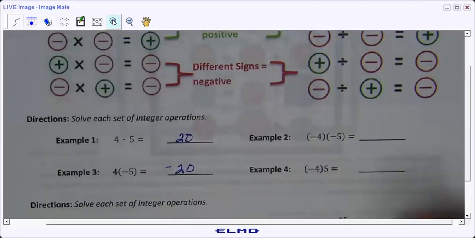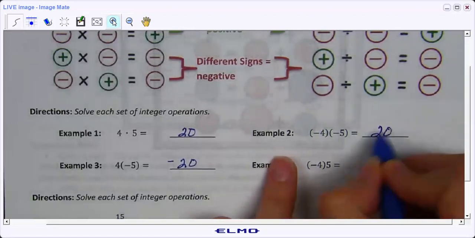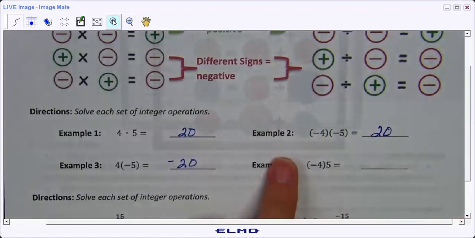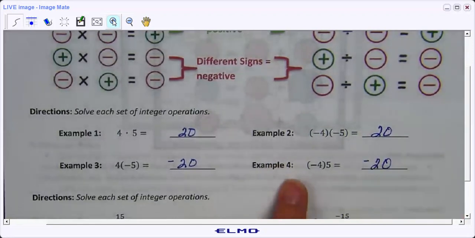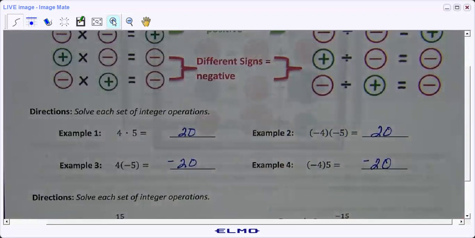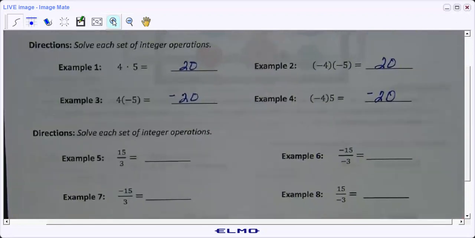Okay. On 2, 4 times 5 is 20. Both of my signs are the same, so it stays positive. 4 times 5 is 20. My signs are different, so it's negative. Any questions on multiplying? All right, let's move on to division. Same thing with division. Same sign positive, different signs negative. You do division like normal.